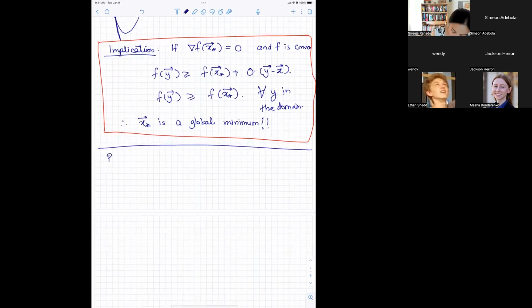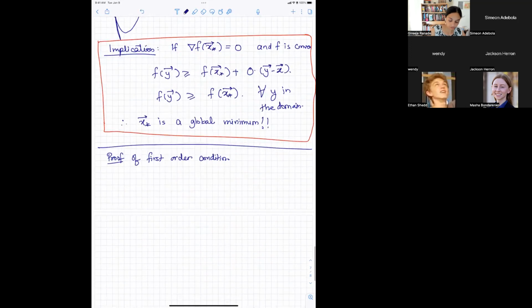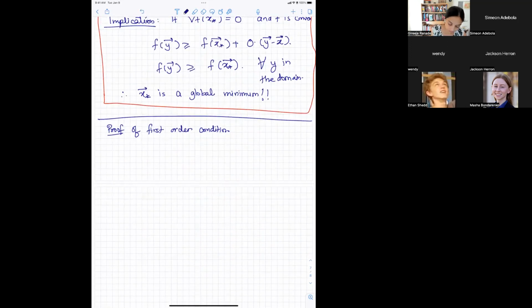So, proof of first order condition. There are two directions that we want to prove. This is if and only if here, right? So if and only if means you have to prove both directions of the implication. So we'll do the first one, and if we have time, we'll do the second one.